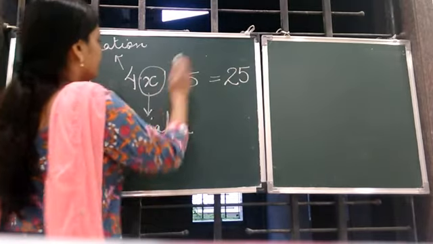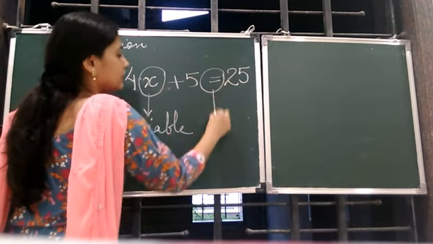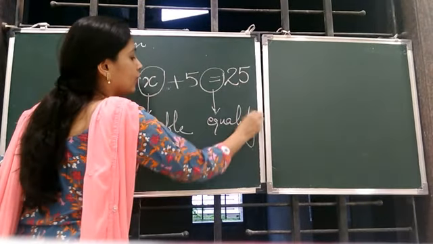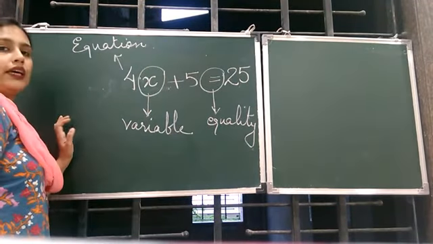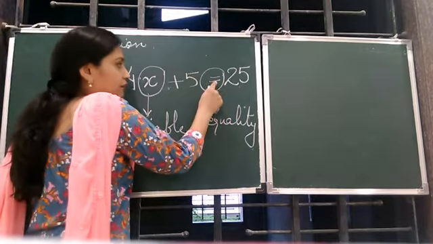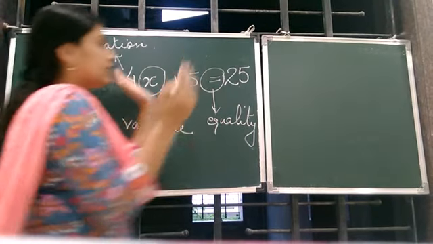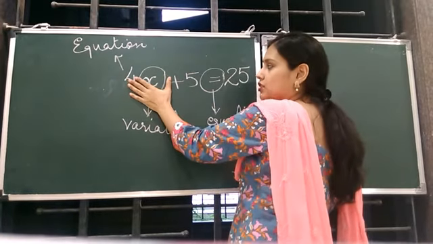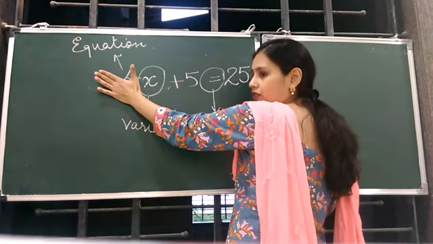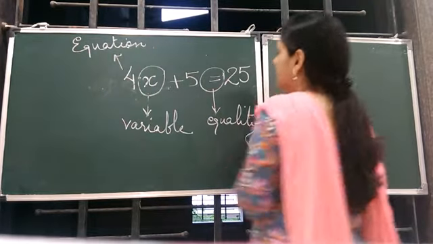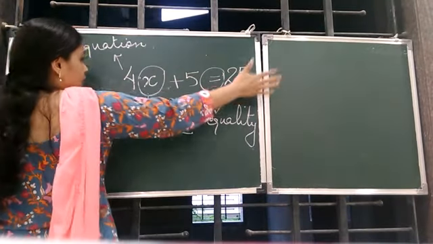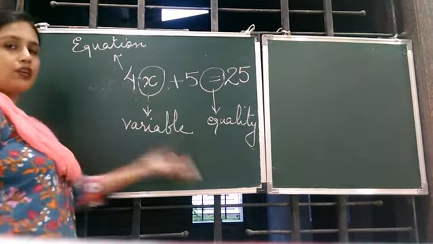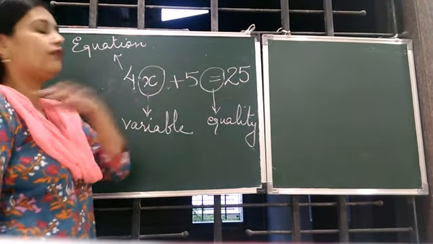Now, you can also see this is a sign of equality. That means this side is equal to this side. This is on the left, so this is known as the left hand side. This is on the right, so this is known as the right hand side. Now how do we solve an equation? How do we make an equation? We did it. Now how do we solve an equation?